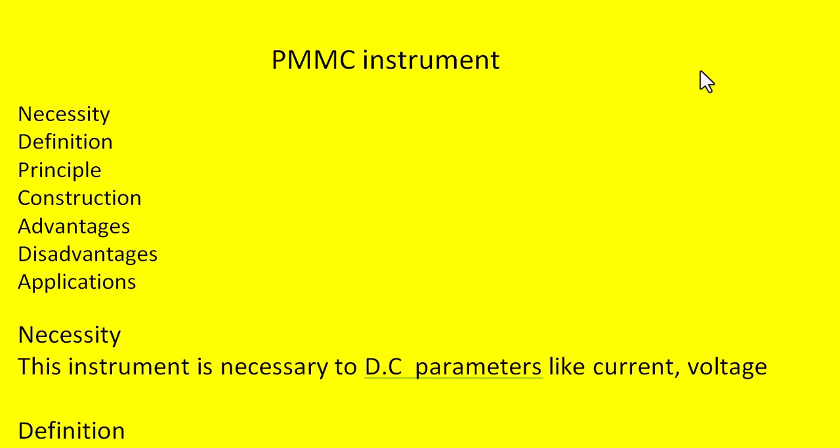Hello friends, today I will discuss the PMMC instrument. The full form of PMMC is Permanent Magnet Moving Coil Instrument. So here I will discuss the necessity, definition of the meter, principle of the instrument, construction of the instrument, advantages, disadvantages and applications of the instrument.